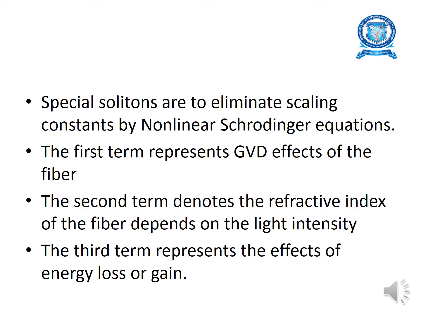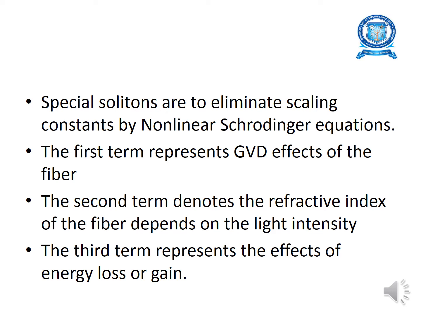Here we are using special solitons that eliminate the scaling constant which occurs in the nonlinear Schrodinger equation process. Here three different terms are eliminated. The first term represents group velocity effects of the particular fiber. The second term denotes that the refractive index of the fiber depends on the light intensity. The third term represents the effects of energy loss or gain of the particular signal.